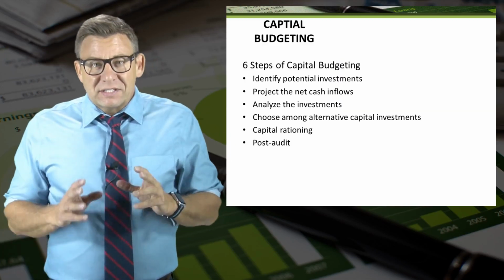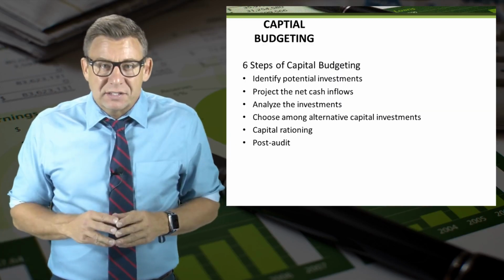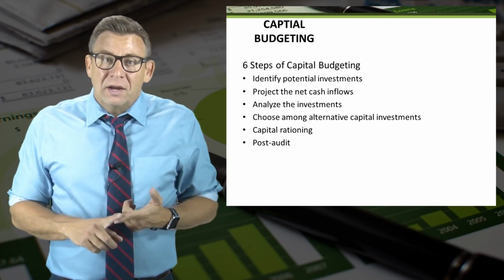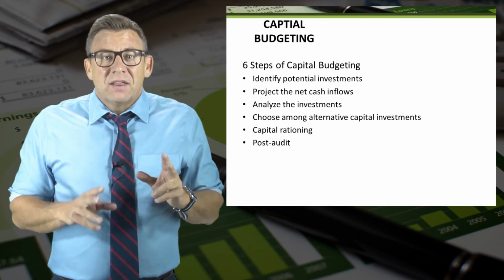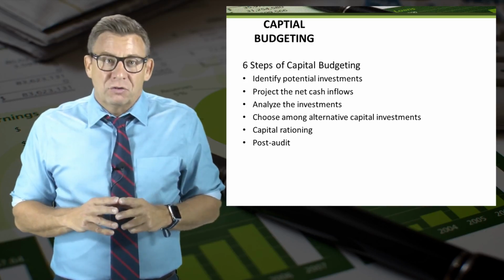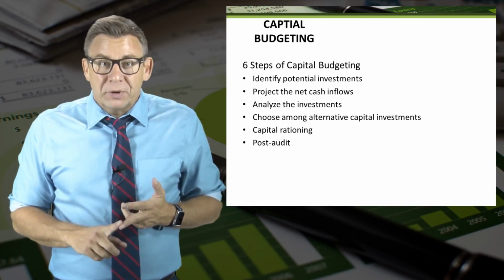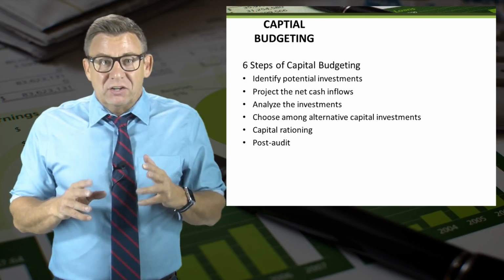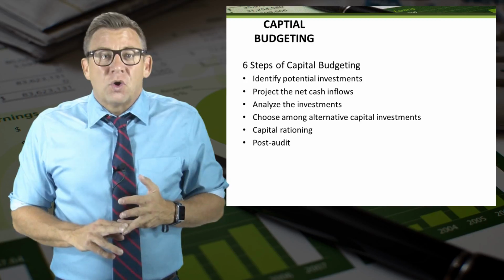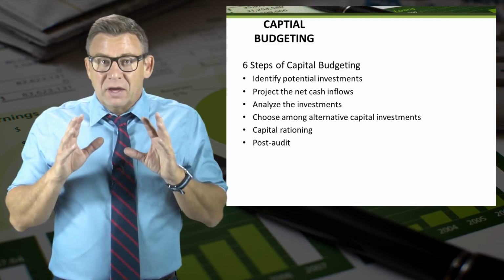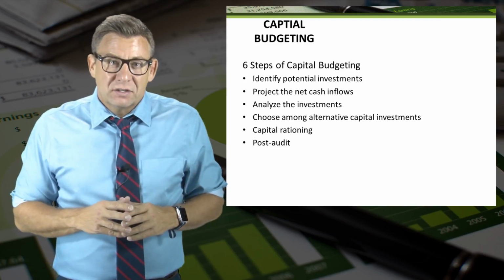Finally, here are the 6 steps to capital budgeting analysis. They are: 1. Identify potential projects. 2. Forecast the cash inflows and outflows for the project. 3. Analyze the project using appropriate capital budgeting techniques. 4. Choose the best from the alternatives.